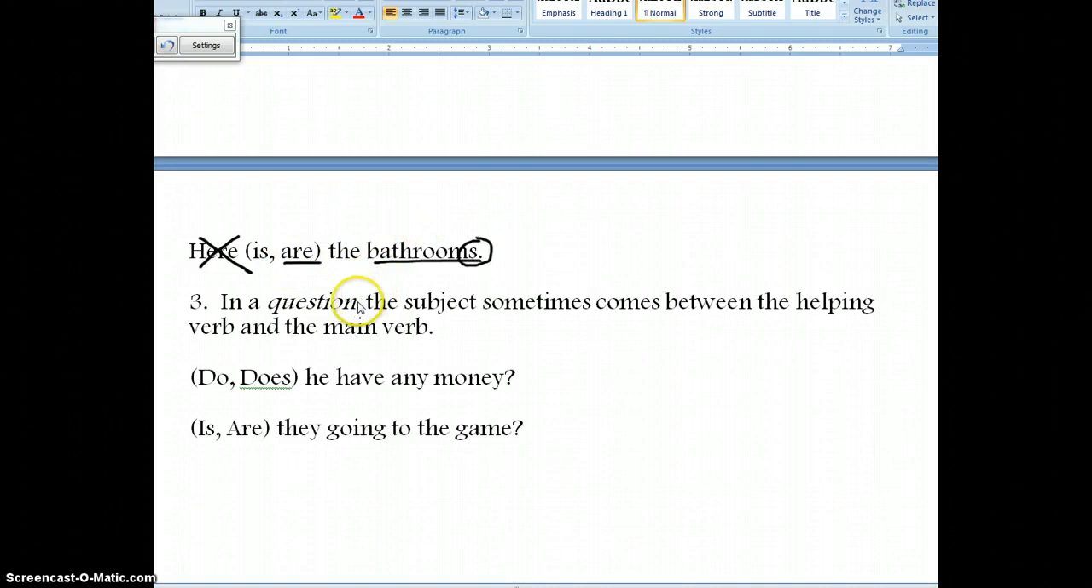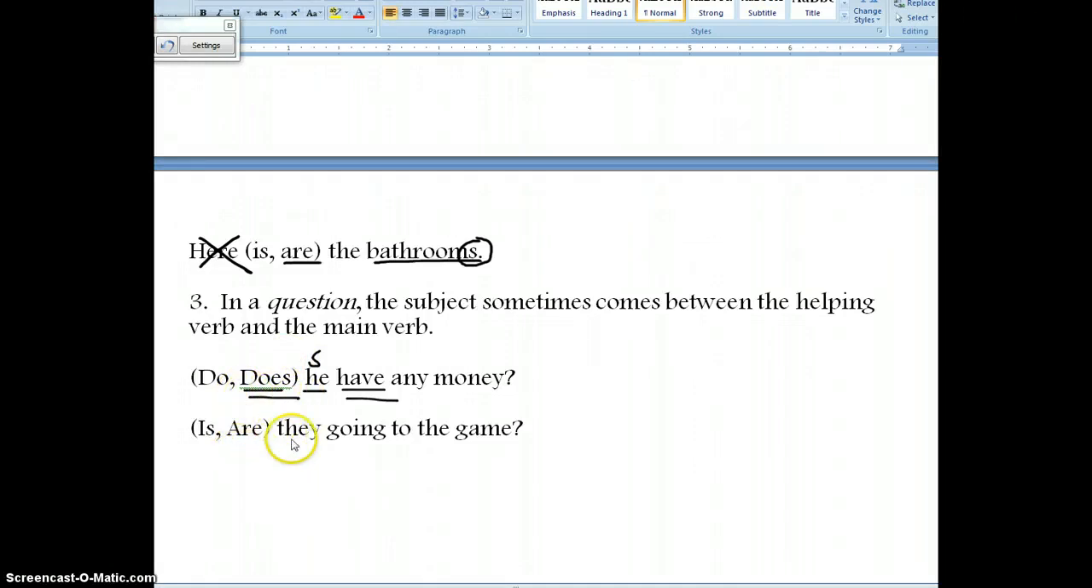And then the third and final for location of the subject, in a question, the subject comes between the helping verb and the main verb. So it's not going to be that normal sentence order. You would have, here's my helping verb in the parentheses. Here's my main verb here. So he would be the subject. He is singular. And so I'm going to need the singular verb does. He does have.